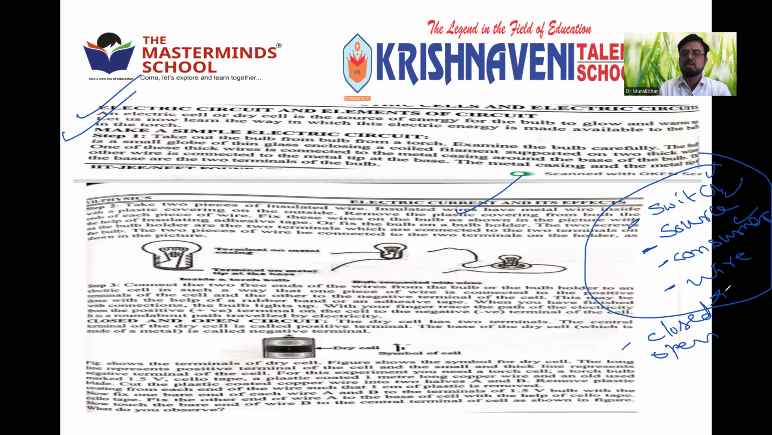Closed circuit means switch on. When the switch is on, the circuit is called closed. When the circuit is closed, current will pass. So open circuit means switch off. No current passes. For example, see here.